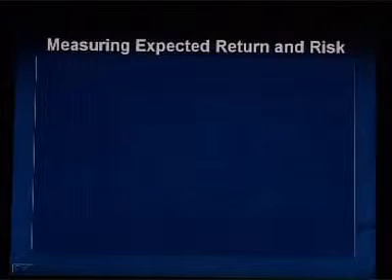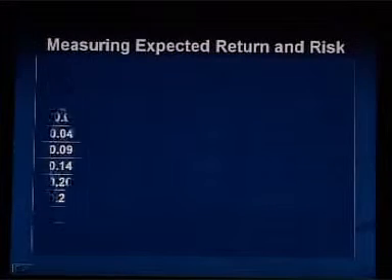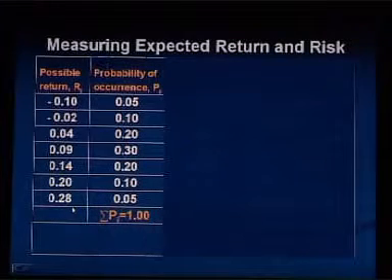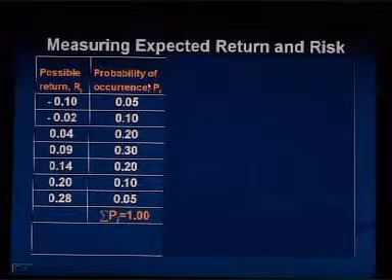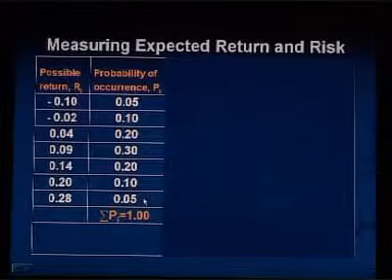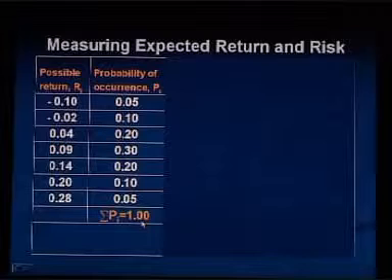Just consider this example here, measuring expected return and risk. Here you can see the possible returns from a particular security, where the return may be minus 10%, minus 2%, 4%, 9%, 14%, 20% or 28%. And we can find the probability of each occurrence. For minus 10% return, the probability is 5%. Similarly, you get the probability for different returns here, and the summation of all probabilities will be 1.